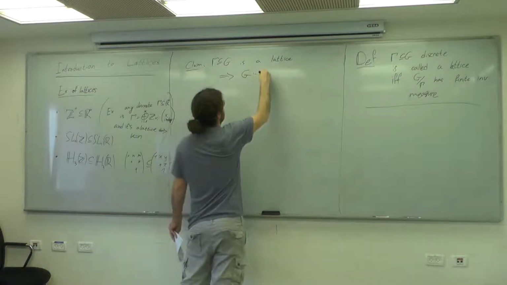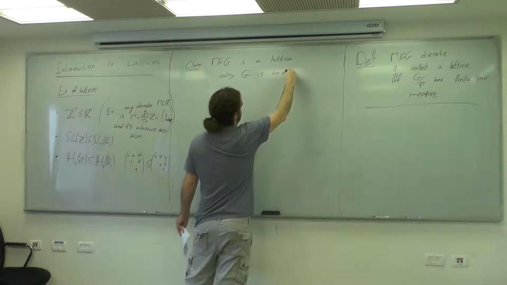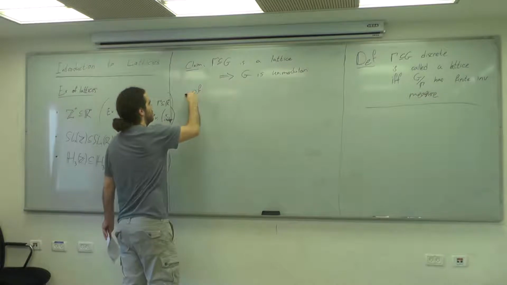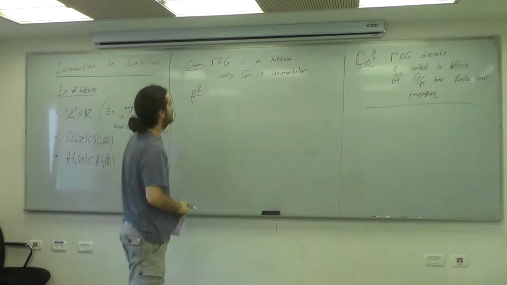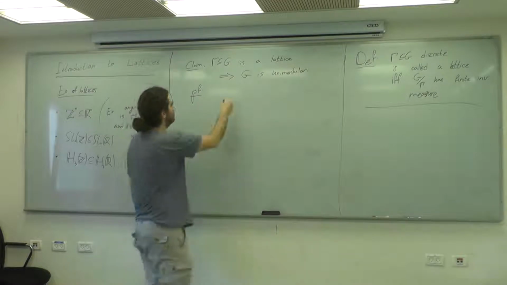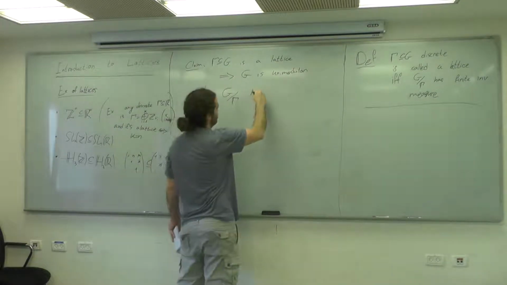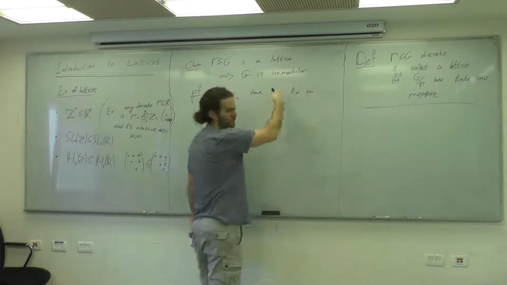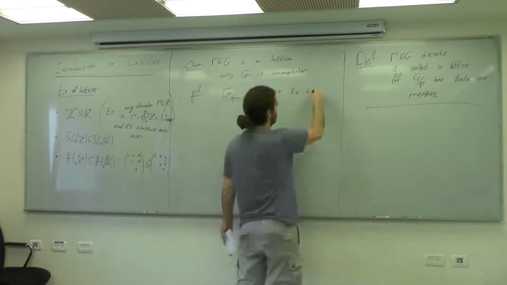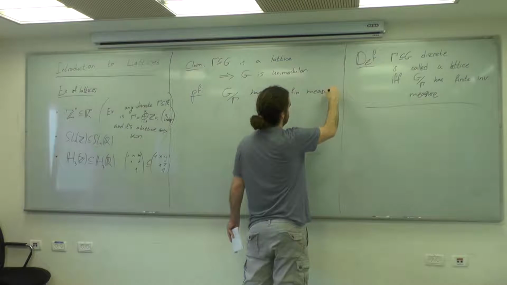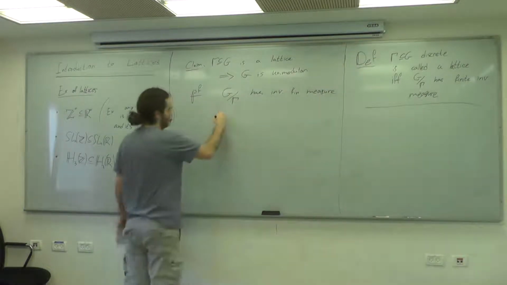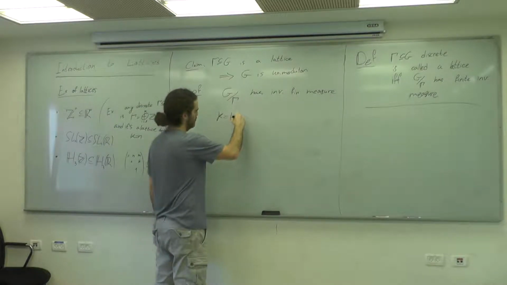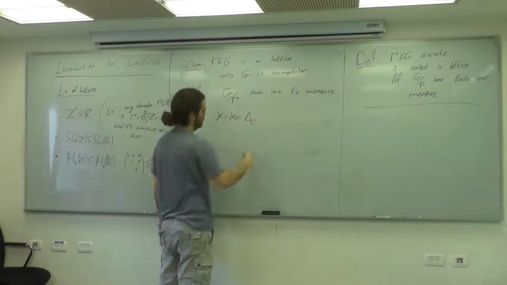Then G is unimodular. That surprised me. Okay, so what do we know? Let's assume G has a lattice gamma. So G mod gamma has an invariant finite measure, left invariant. I won't really think about left things today. And let's define K to be the kernel of the modular function of G.